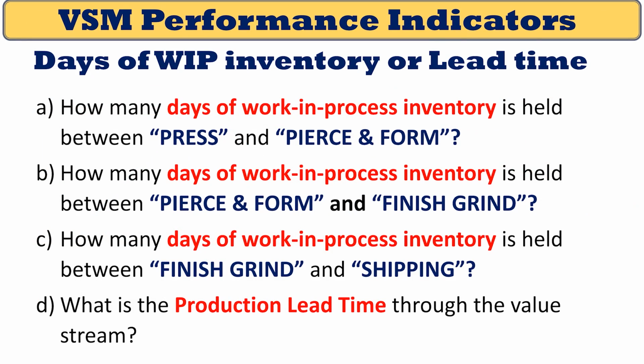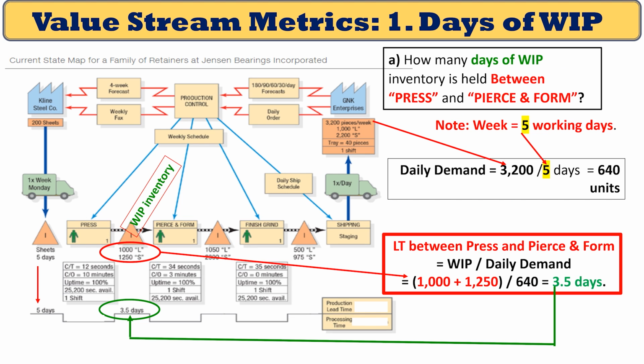Our next work is to calculate how many days of work of inventory is held between the press and the piston form step. Then how many days of work in process inventory is held between piston form and finished grind, and how many days of work in process inventory is between finished grind and shipping, another step in the process. And finally, we'll calculate the total lead time. Okay, so let's get started.